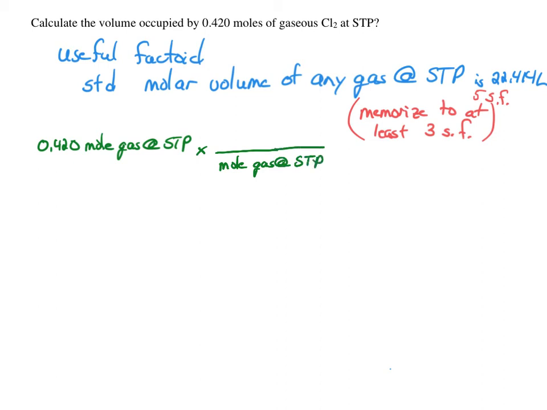STP is going to be 22.414 liters. So if we do that calculation, here's our calculator answer. And if we report our answer with 3 sig figs, as we're justified over here, we have our answer of 9.41 liters.